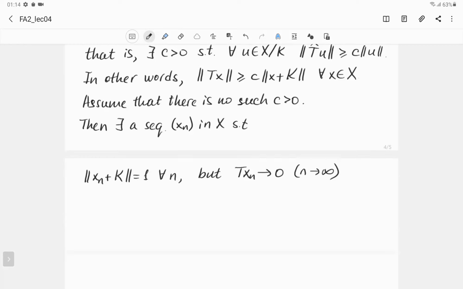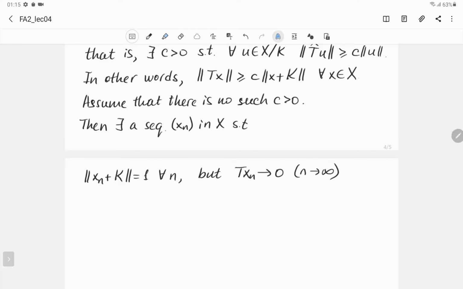Well, this is more or less immediate from this inequality. So if there is no C which satisfies such an inequality, then we take C equal to 1 over n. We normalize the respective vector Xn in a suitable way, such that the norm of the normalized vector is 1, and we get this. So the norm of T of Xn in this case will be less than 1 over n, so it goes to 0.